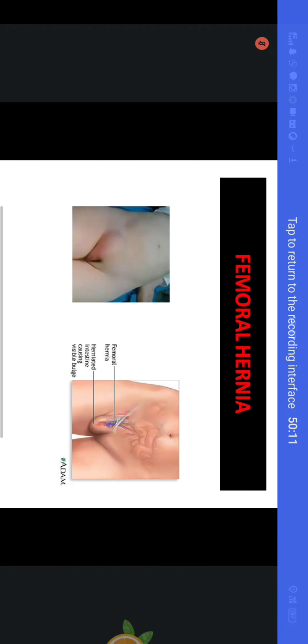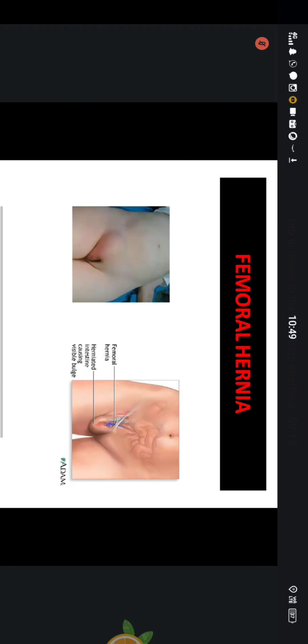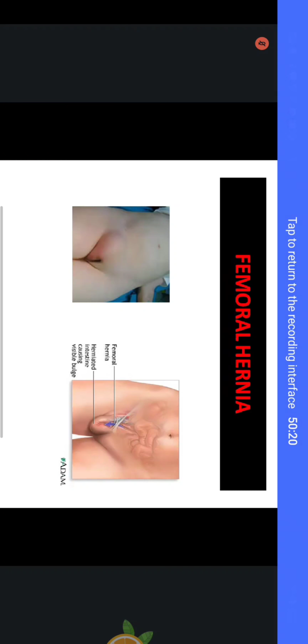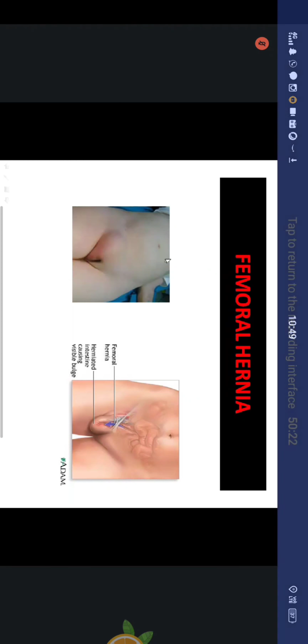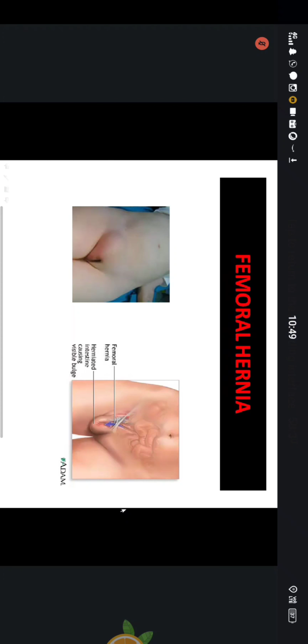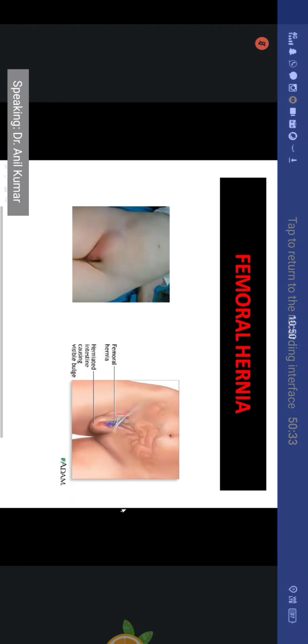So the contents of the intestine usually pass through this femoral canal in females, which will be seen as a swelling in this inguinal region. It is called a femoral hernia. So this is the applied anatomy of this. So this is about the femoral triangle.